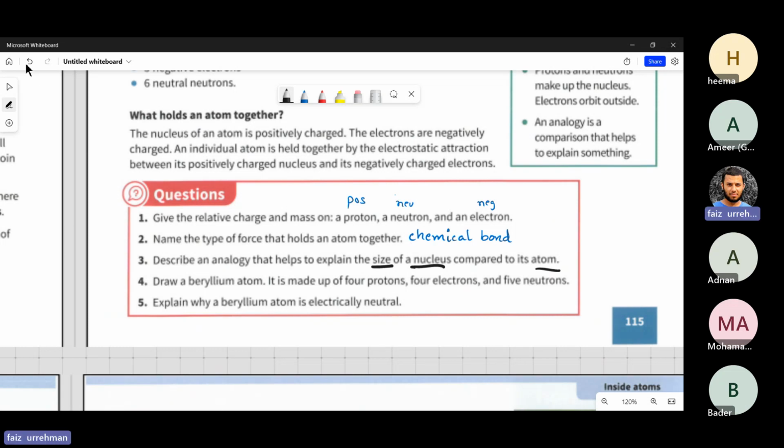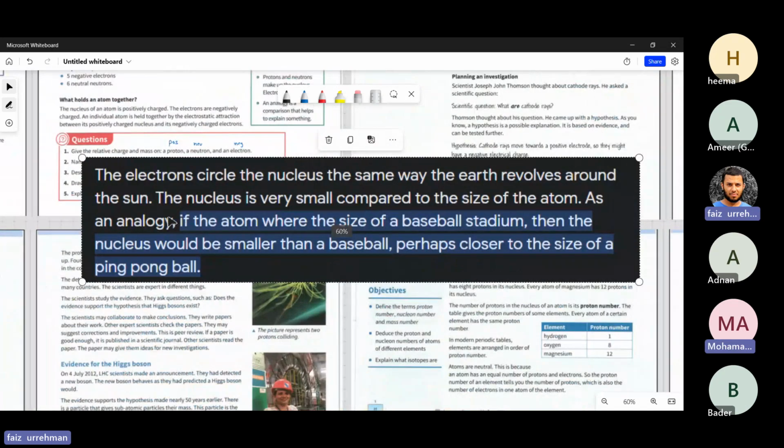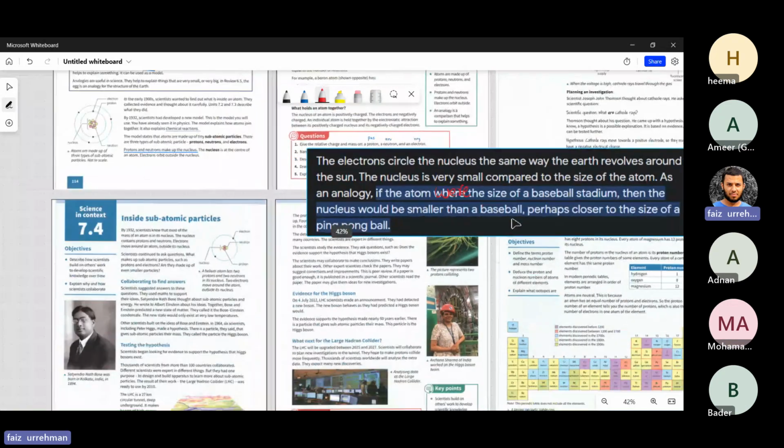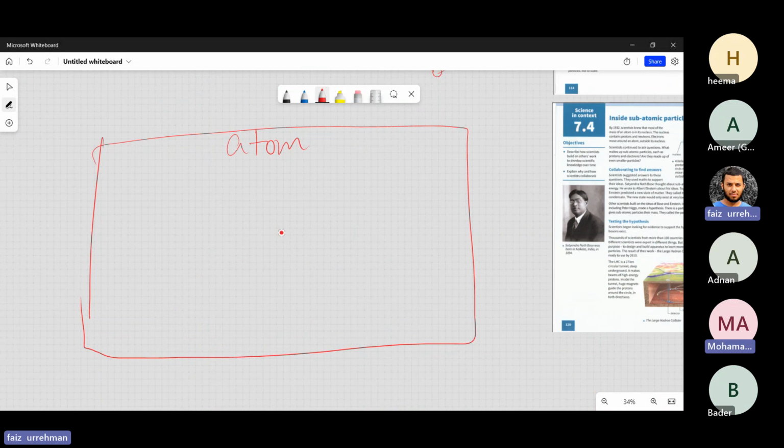Look at the analogy Google is telling. You will be surprised after reading this statement. I'll explain also. They are telling you an example that if the size of the atom were, not where, were, there is a spelling mistake on Google. If atom were the size of a baseball stadium, baseball stadium is very big, if that stadium is an atom, then the nucleus would be smaller than a baseball. In this stadium, what is the size of a baseball? A baseball will look like this.